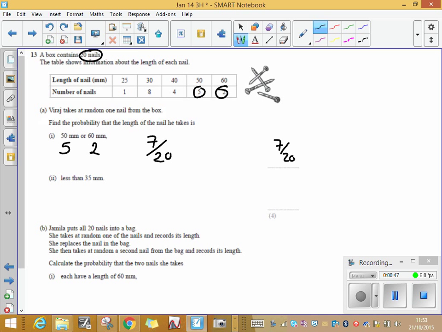Probability of the nail being less than 35 millimeters. Well, the only nails which are less than 35 millimeters are these 8 and this one here. So that's 9 of the nails. So that's going to be 9 out of 20.